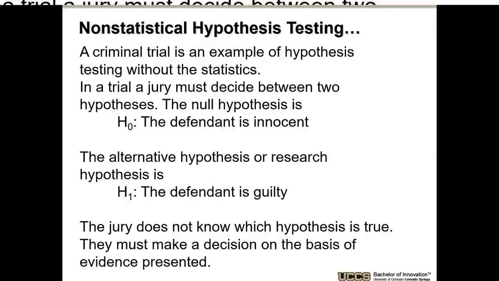Okay, so a criminal trial is an example of hypothesis testing without statistics. In a jury trial, we must decide between two hypotheses. The null hypothesis in the United States, H0: the defendant is innocent. Innocent until proven guilty. That's what we say. The alternative hypothesis: the defendant is guilty. The jury doesn't know which hypothesis is true. They must make a decision based on the evidence presented.